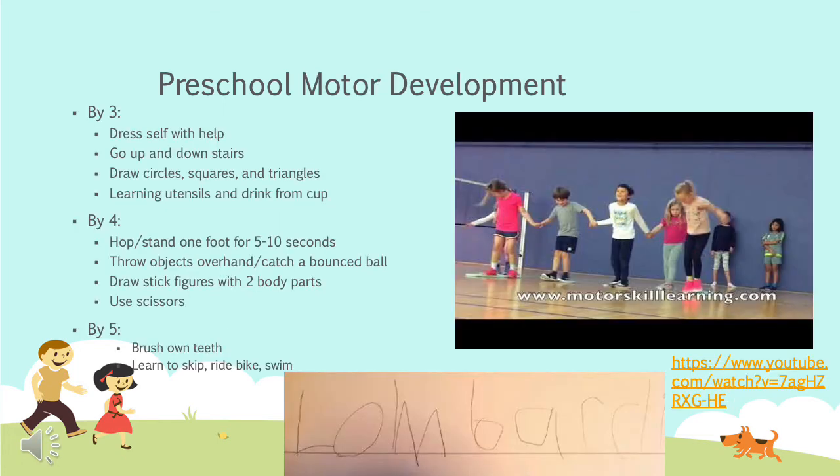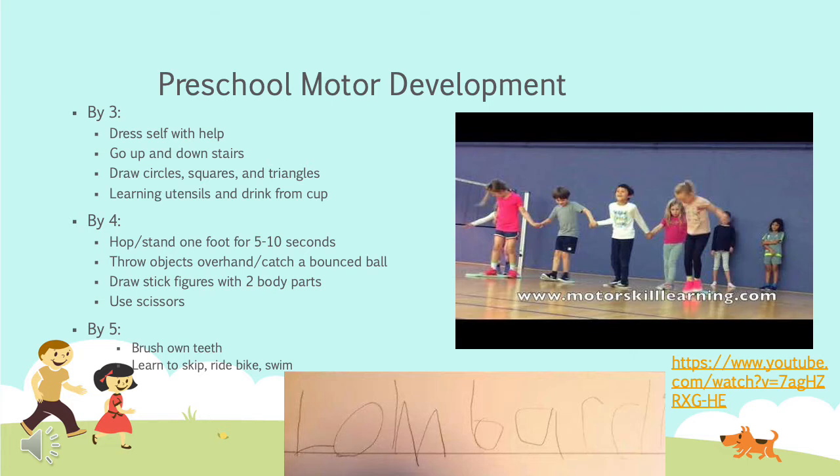Preschooler motor development. So you'll see by 3, 4, 5, I've divided it up. Again, motor development is both large and fine. So by 3, they should be able to dress themselves with some help, especially since the buttons and zippers are a bit challenging. They're able to go up and down stairs now. Before it was just up, but now down is independent. They're drawing clear circles, squares, and triangles. And they're learning how to use utensils like forks and spoons, and also they can drink from a cup.